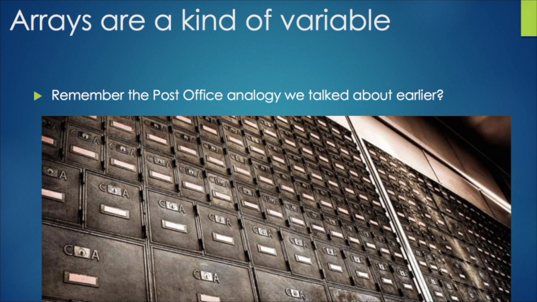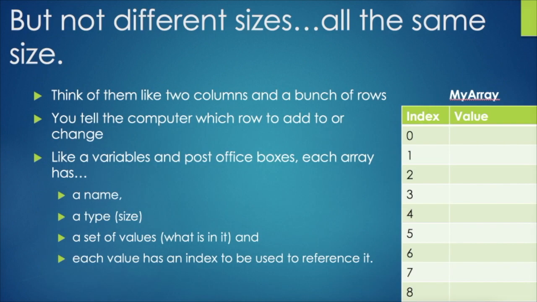We've already talked about variables in a previous video, and we used the analogy of the post office to show you about variables. Use that same type of thought when you think about arrays. But there are a couple of differences between a standard type of variable and an array. And here are a couple of them. First of all, rather than there being a lot of different sizes and shapes like you see in a typical post office, an array contains a group of variables that are all the same size and all the same type.